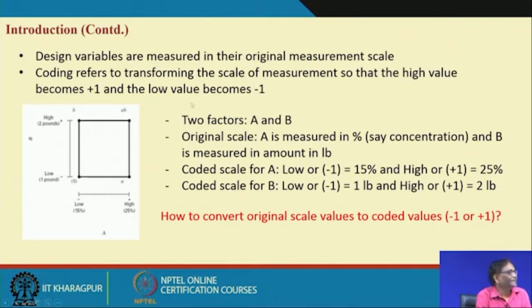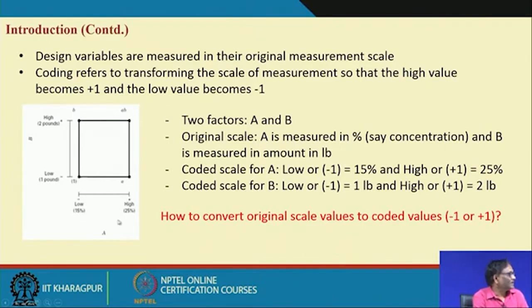Please read this slide carefully. The design variables are measured in their original measurement scale, as I have already told you. If the first factor is reactant concentration, it is measured in terms of percentage, and if the second factor is amount of catalyst, it is measured in units like pounds. Coding refers to transforming the scale of measurement so that the high value becomes plus 1 and the low value becomes minus 1.